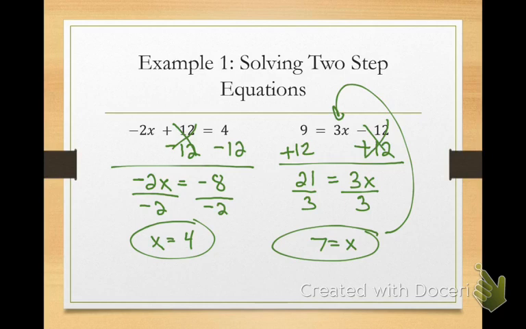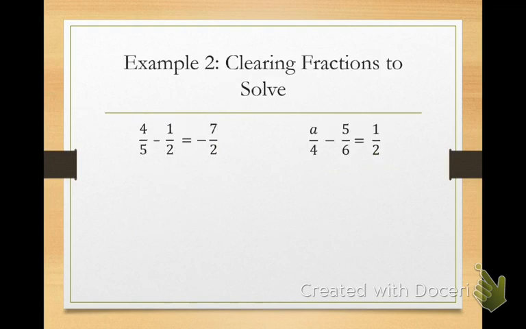And guys, you can check this. What's 3 times 7? What's 21 minus 12? 9. 9 equals 9. I know that I'm correct. How am I doing with whole numbers? So on your homework, it should not matter what side of the equation x is on. You know what to do. Okay. So here come our fractions.